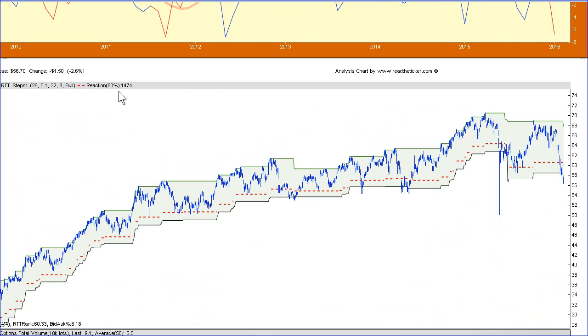With the RTT Steps tool, with these settings up here, 26.1328 bull with a reaction of 80%.